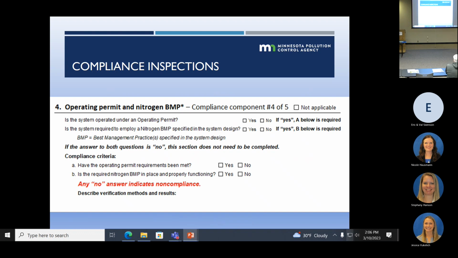Next section is operating permits. I think we'll skip that because most of the time what you see is not applicable in the upper right-hand corner there, and you move on to the next section. If there is an operating permit, you're going to answer the questions and then recognize that if it's not compliant with the operating permit, that does mean that the system is not compliant.